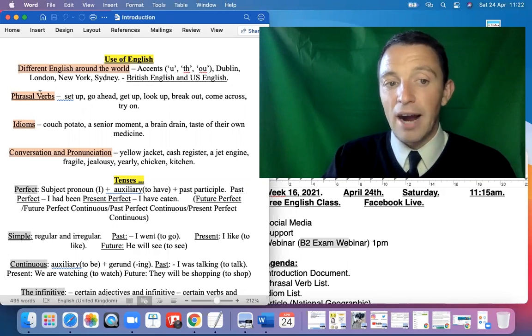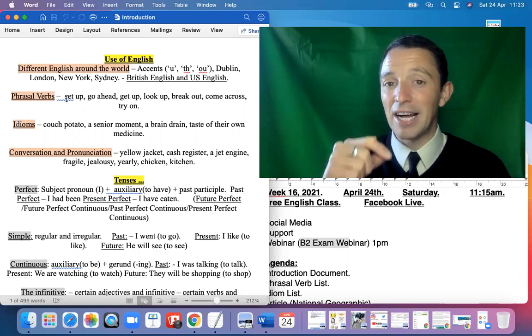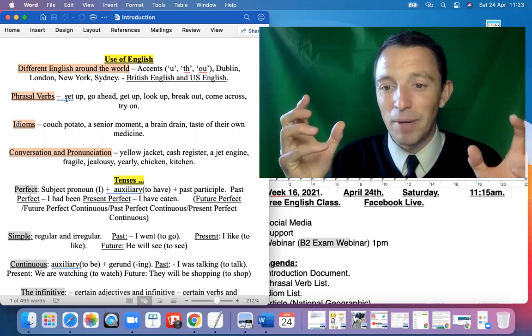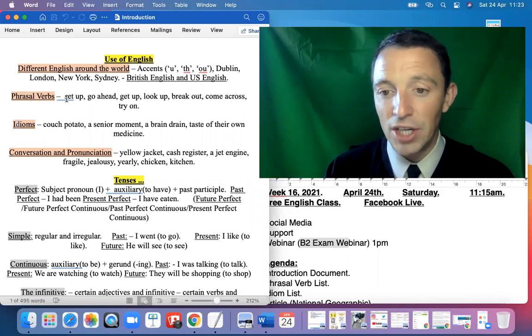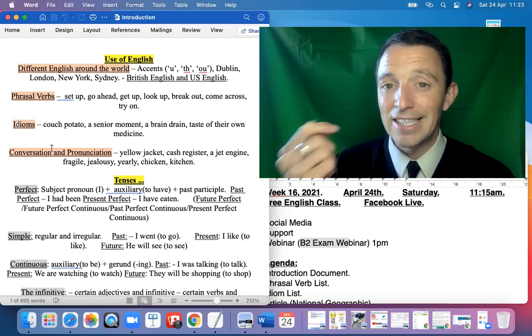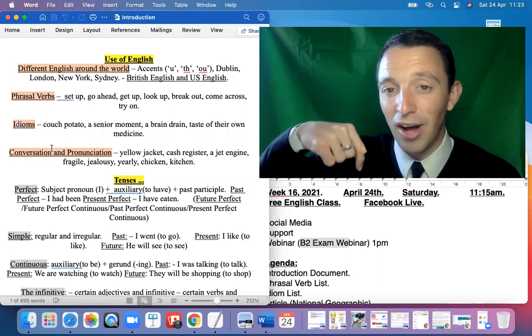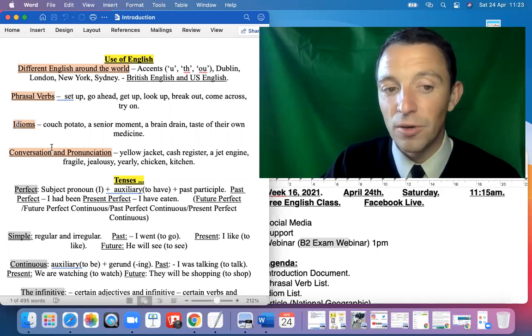Phrasal verbs are very important, a massive part of English. Idioms are also a massive part of English. Basically, the phrasal verb is the verb plus a preposition, and it changes the significance completely. So that's a very, very important concept in English. Also, conversation and pronunciation is important. You need to maintain your conversation, and also pronunciation. I try to help during the class to identify the difficult words, okay?